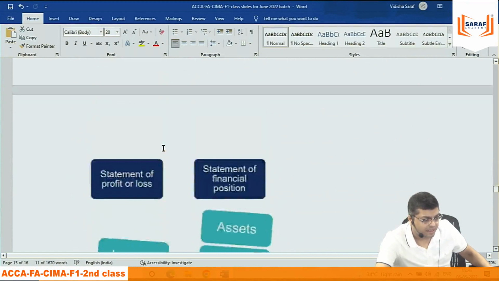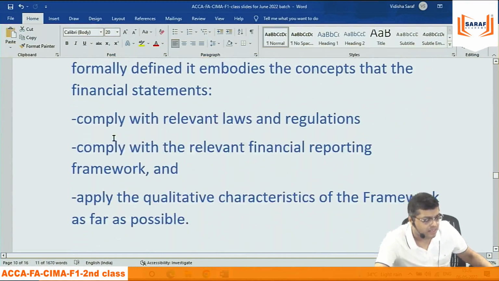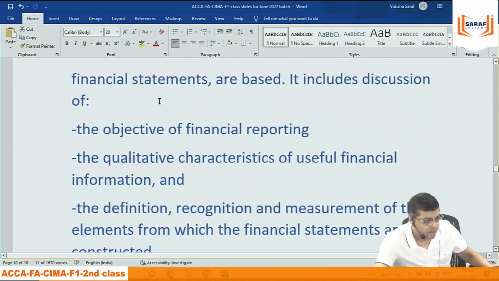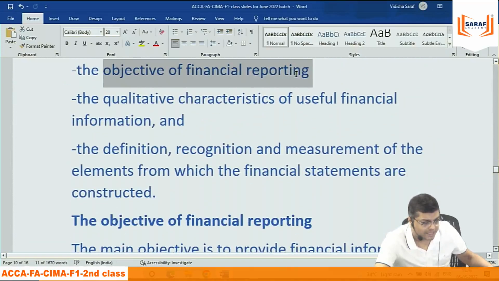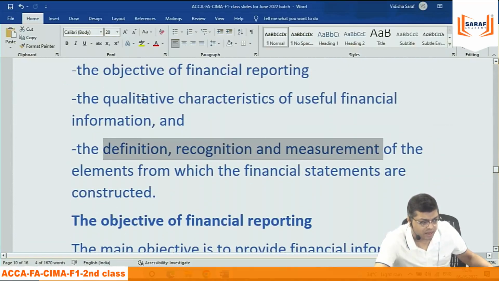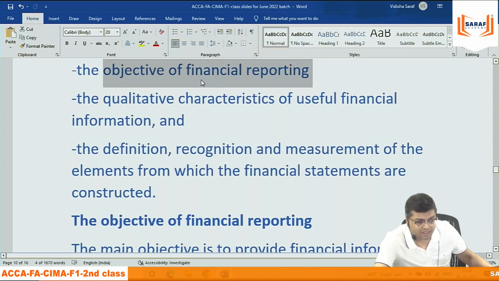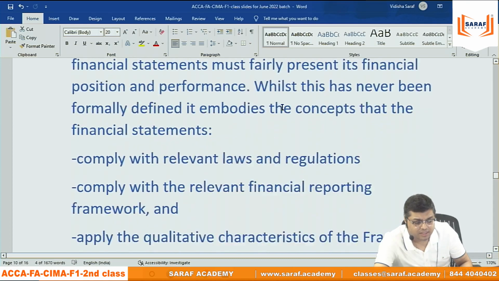We discussed that the framework incorporates three things: objective, qualitative characteristics, definition, recognition. Objective: the financial statement should give a true and fair view to the user so that the users can take informed decisions. Qualitative characteristics: what characteristics should be incorporated into the financial statements?